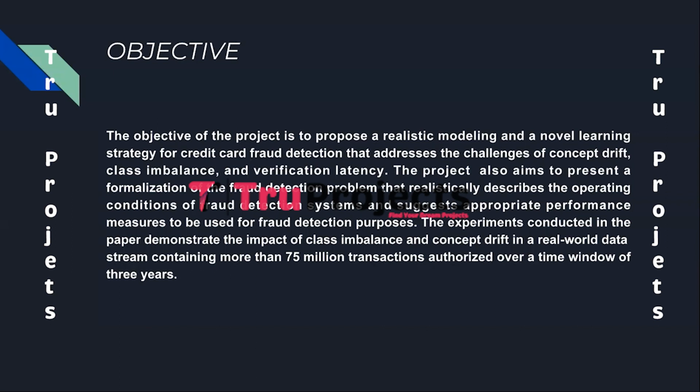It also aims to define the fraud detection problem in a realistic manner by considering the operational conditions of fraud detection systems and propose suitable performance measures for evaluating fraud detection accuracy. Through experiments conducted on a real-world dataset of over 75 million authorized transactions, it shows how drift impacts fraud detection.